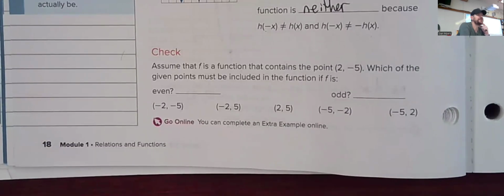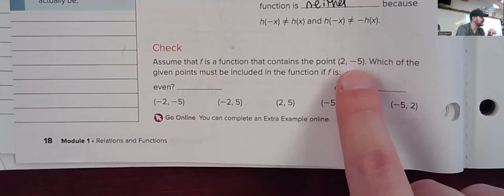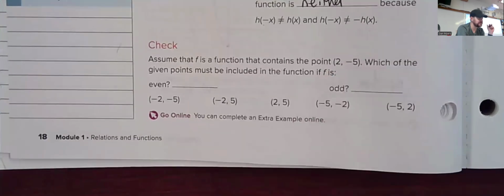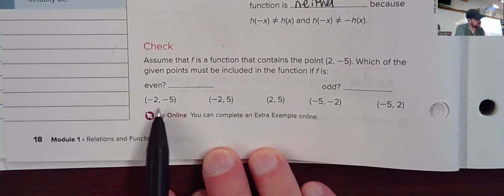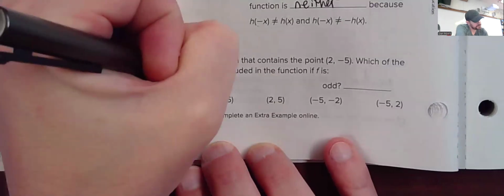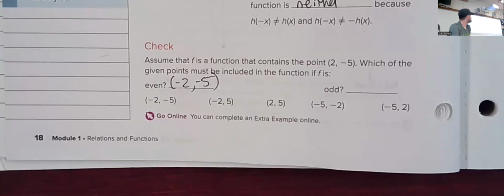So even functions mean that if we take the opposite value of x, we get which value of y? Same or opposite, if it's even? Same. If we take the opposite value of x, we get the same value for y. So if this is x, what's the opposite of that? -2. Same value of y would be -5. So we need -2, -5. That would be this one. So if it's even, we'd have the opposite value of x with the same value for y.